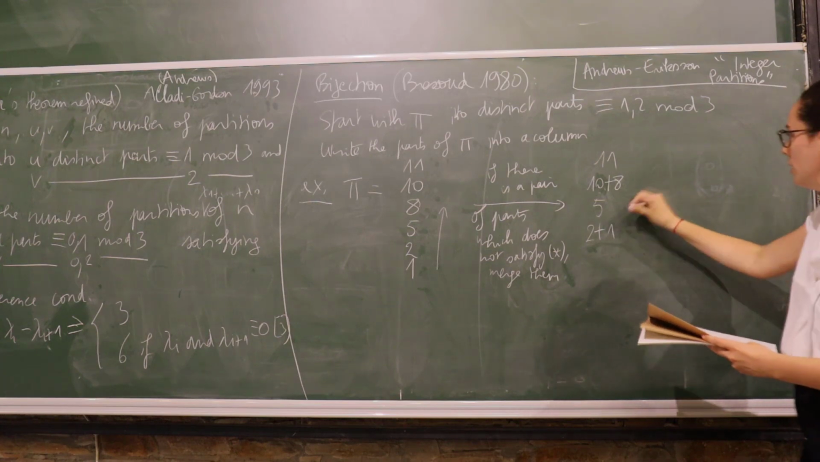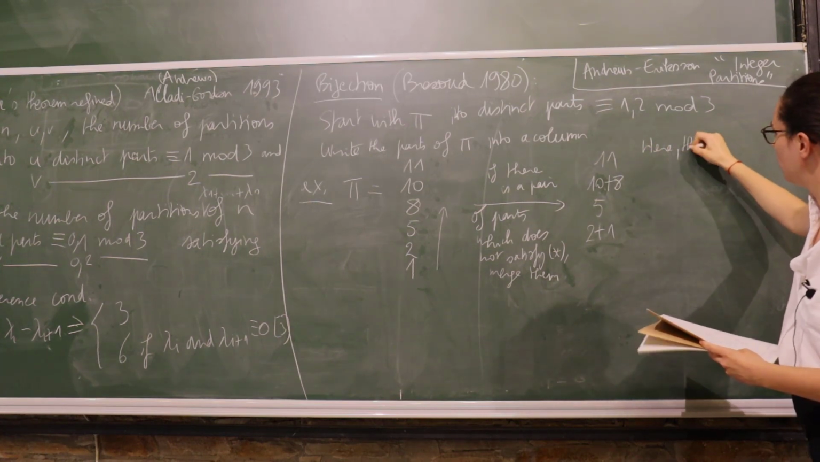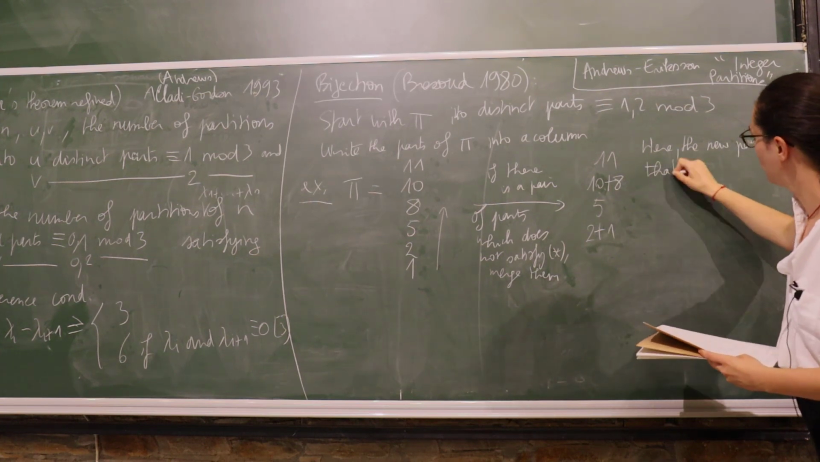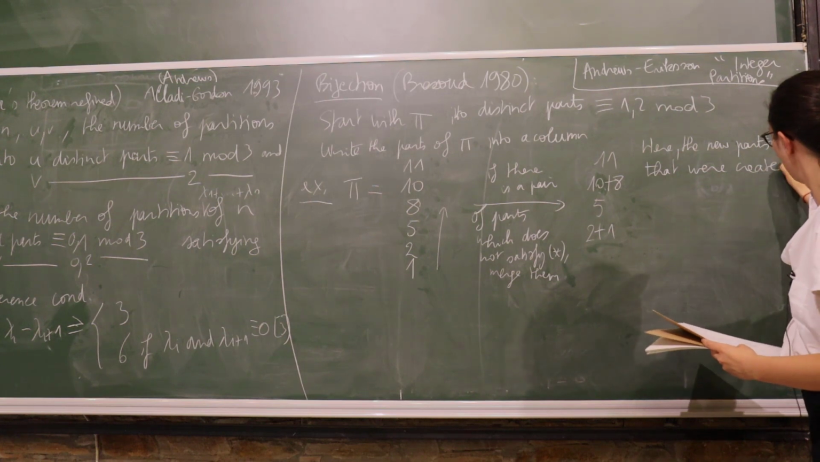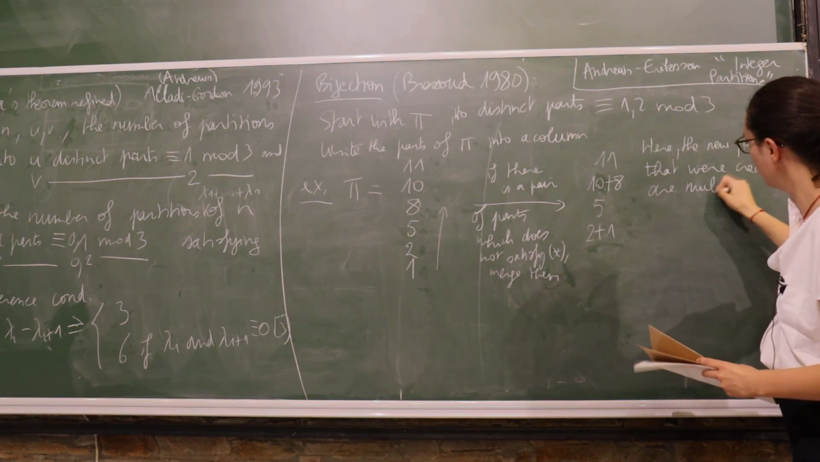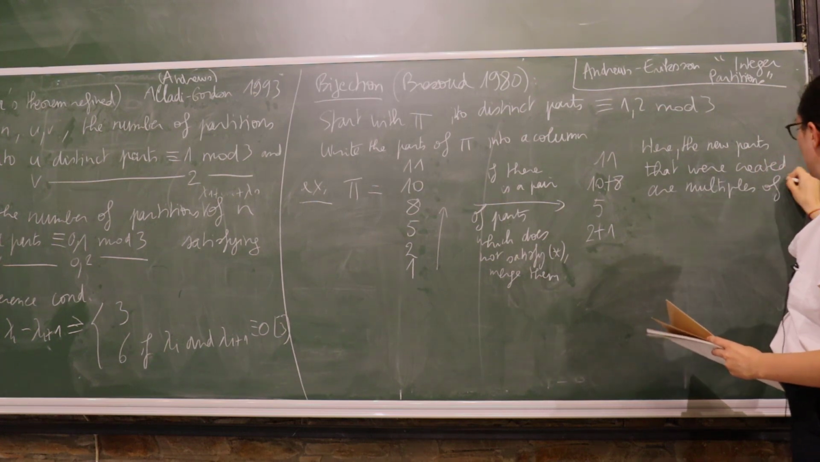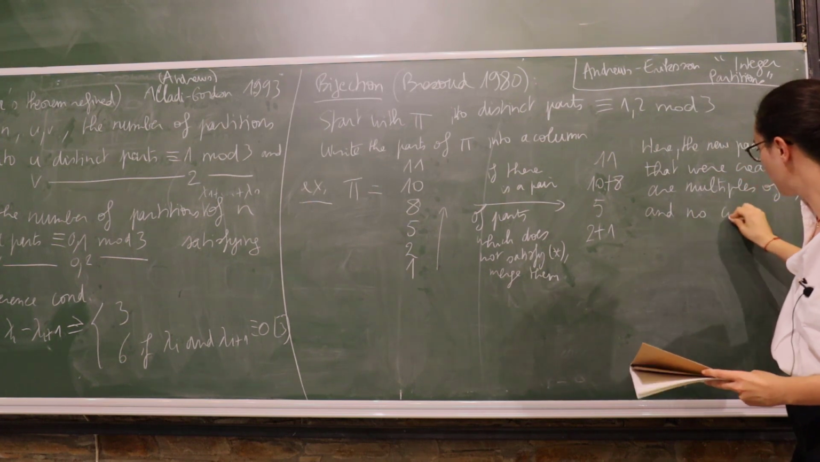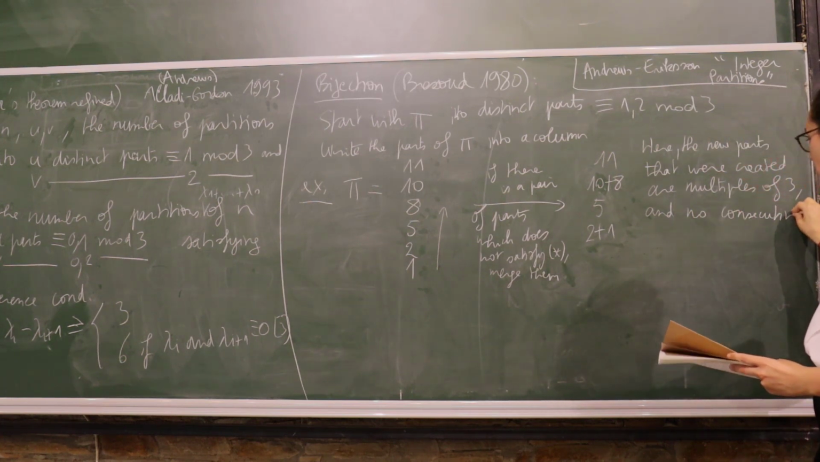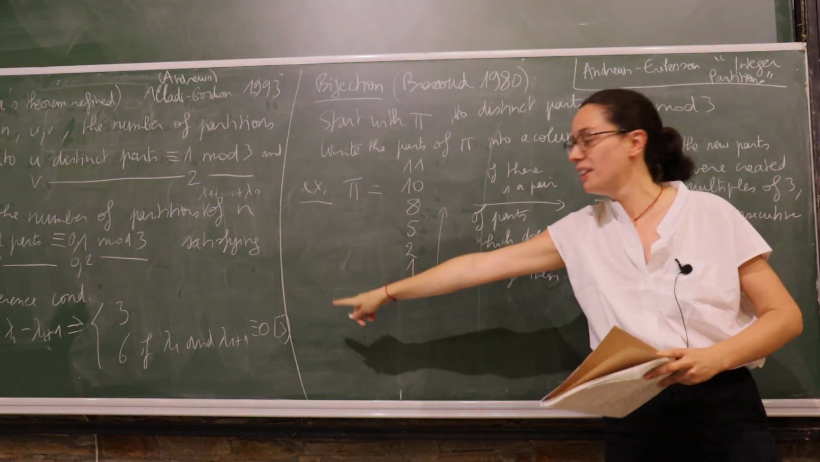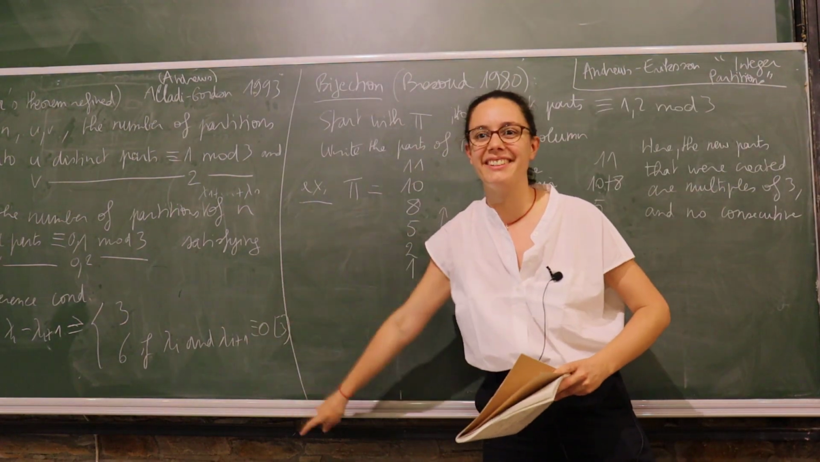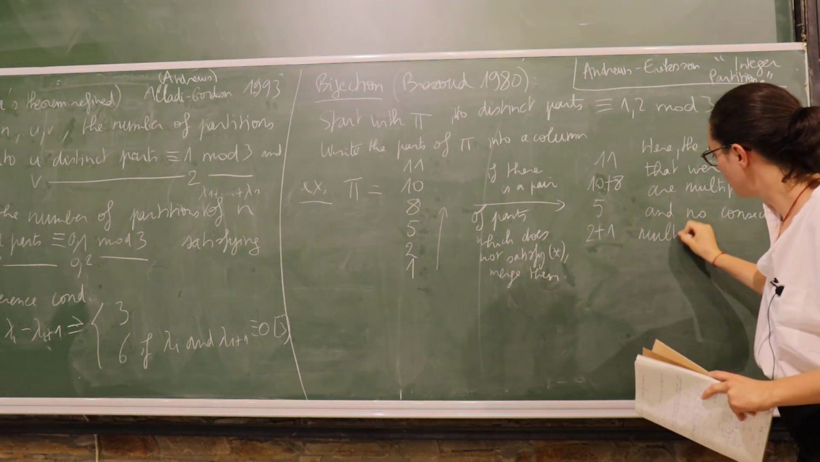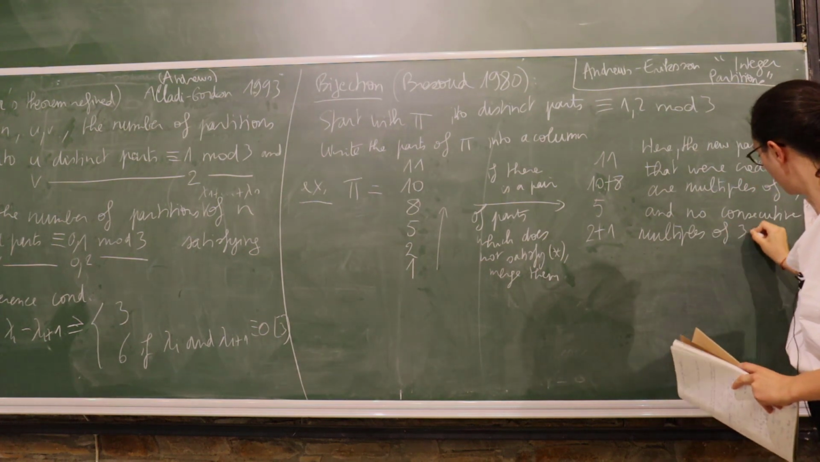Okay, so let's write this here. The new parts that were created are multiples of 3. And also, very importantly, no consecutive multiples of 3 appear, because we want the two lines of our equation star to be satisfied. So we will see why.